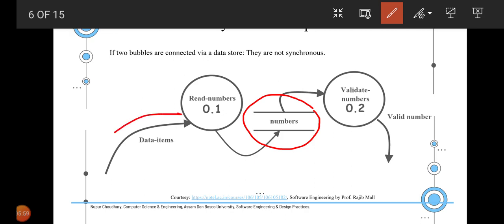That means whatever data is being fed to the process 0.1 is basically stored in a data store or sink after being read, and the data is being pulled out from the store or sink by the validate numbers process, and the numbers are validated. So this is the difference between the synchronous and the asynchronous operation, where in asynchronous operation two bubbles are connected via a data store, and in synchronous operation there is no data store between two bubbles.